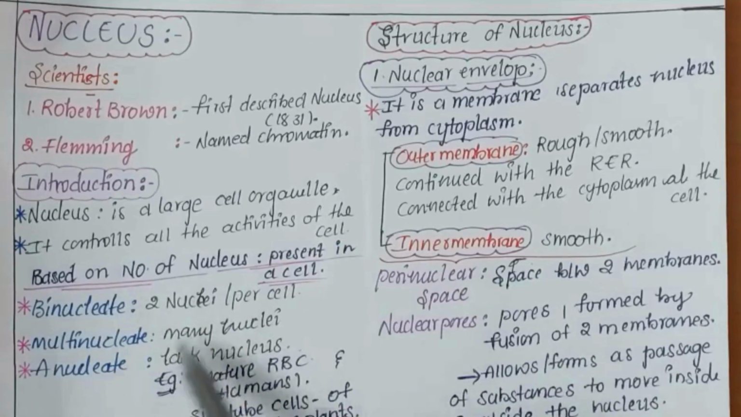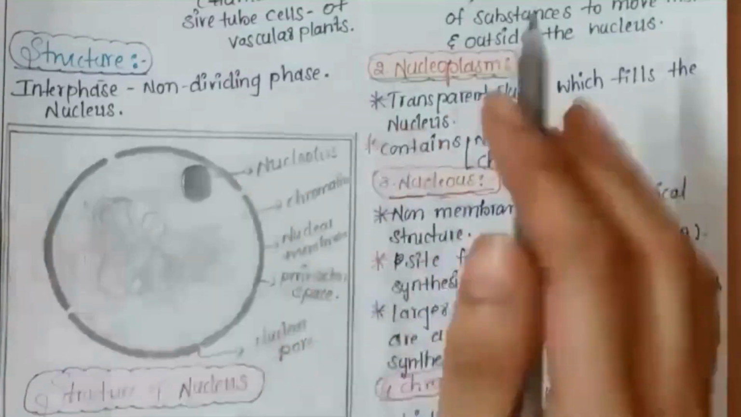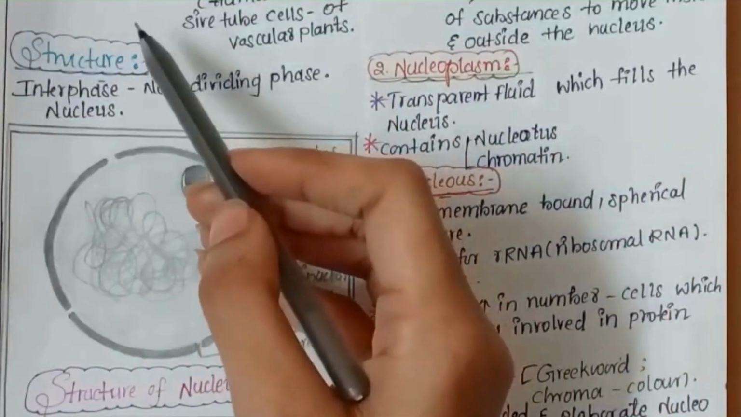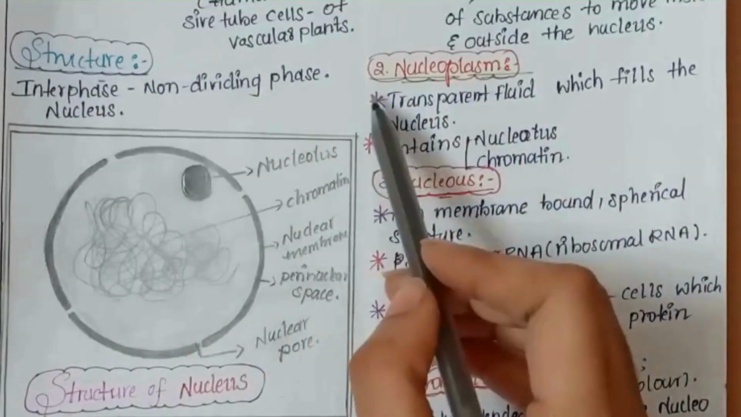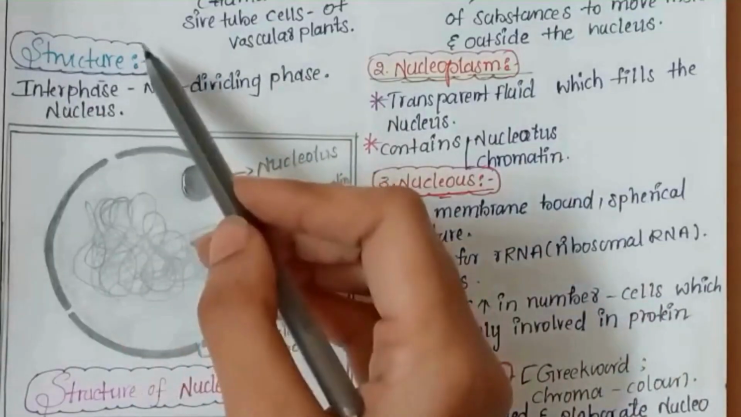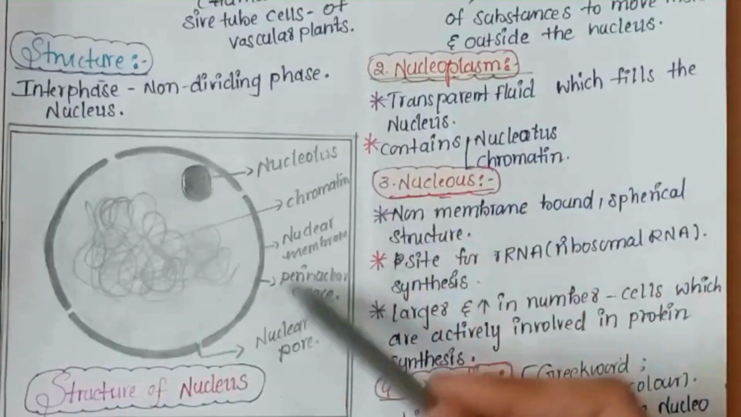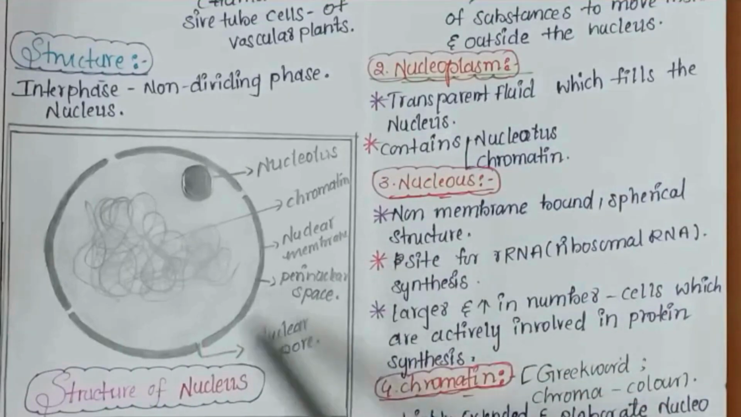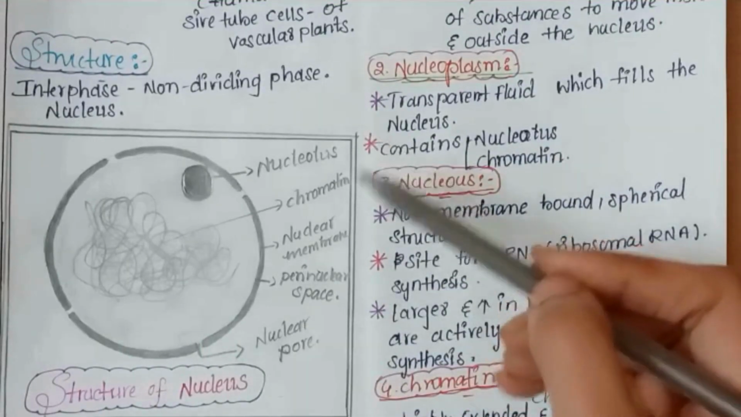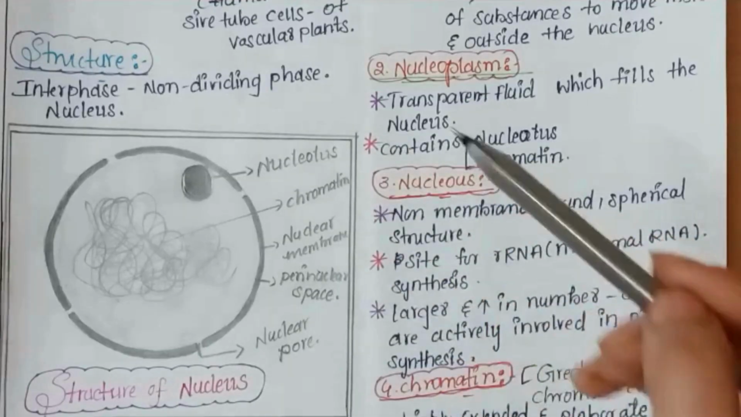If a cell contains many nuclei, then it is known as a multinucleate cell, and if a cell lacks a nucleus, as in the case of mature mammalian RBC and sieve-tube cells of vascular plants, then it is known as an anucleate cell. Let's discuss the structure of the nucleus in detail. At the non-dividing phase of the cell, which is known as interphase, the nucleus has nucleolus, chromatin, nuclear membrane, perinuclear space, and nuclear pore. Let's discuss each and every part of the nucleus in detail.